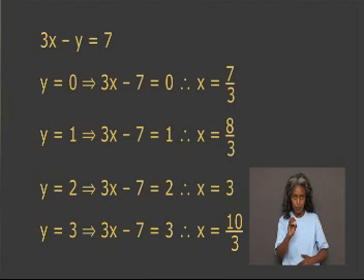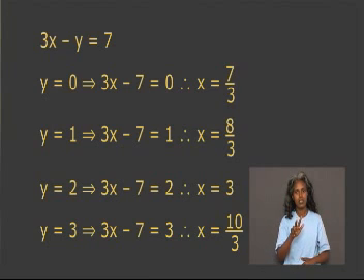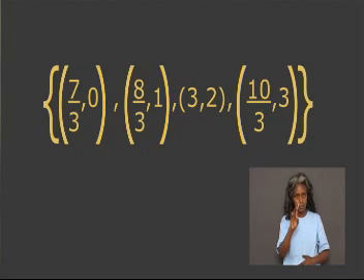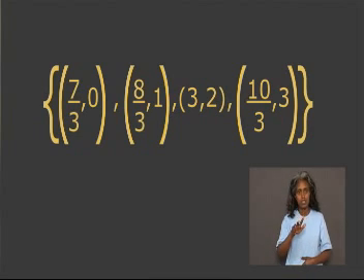Where y equals 0, the equation becomes 3x minus 7 equals 0, and the value of x is 7/3. Where y equals 1, x is 8/3. Where y equals 2, x is 3. Where y equals 3, x is 10/3. The ordered pairs for 3x minus y equals 7 are (7/3, 0), (8/3, 1), (3, 2), and (10/3, 3).